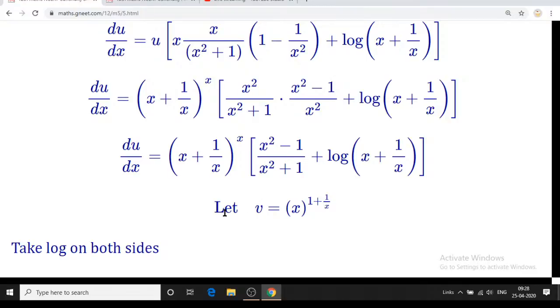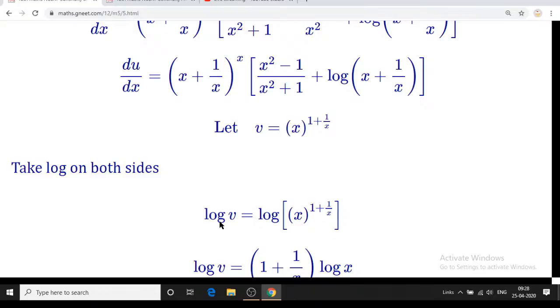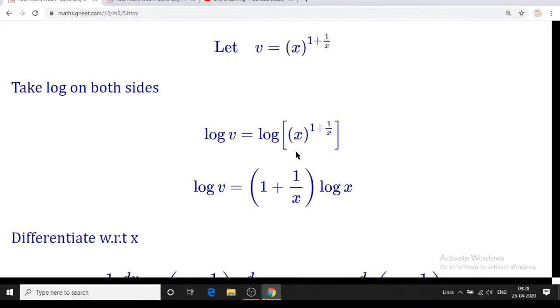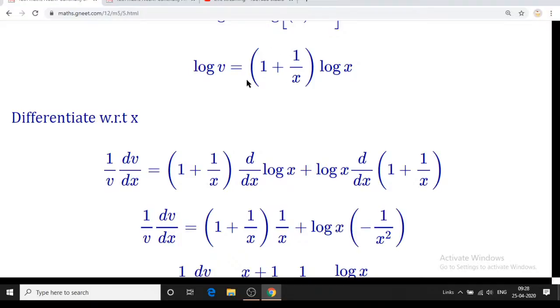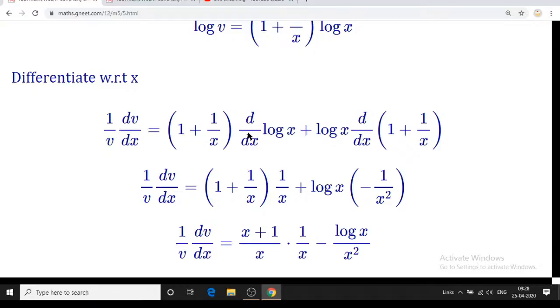For the second part we are assuming another variable v. So we say v is equal to x raised to 1 plus 1 by x. Now we'll take the log on both sides. So log v will be log of x raised to 1 plus 1 by x, or 1 plus 1 by x into log x. Now differentiate. Again this is a first term, this is a second term, or you can simplify that: first multiply, that is log x plus 1 by x log x, and then take the derivative. The answer remains the same only. First derivative of the second plus second derivative of the first.